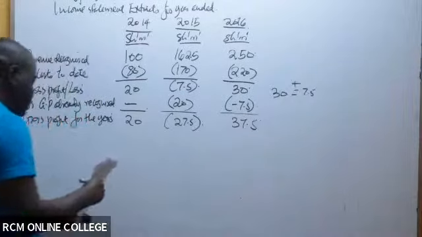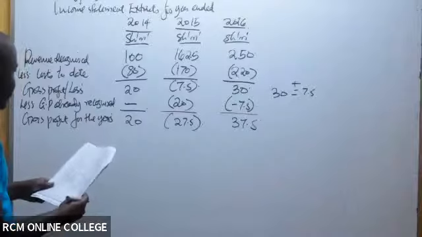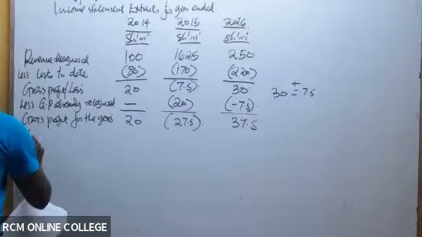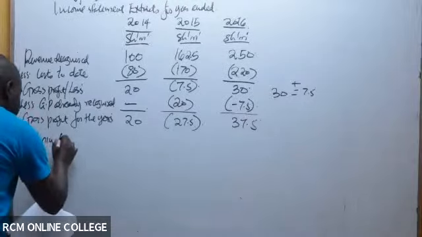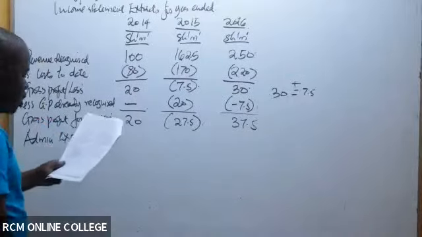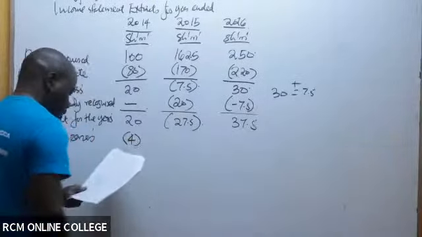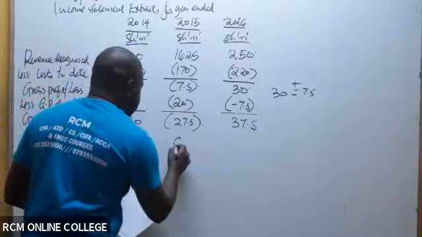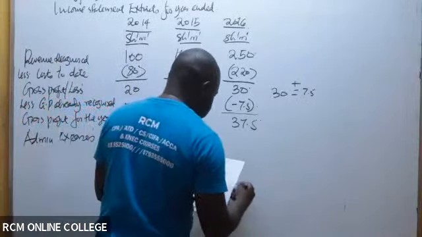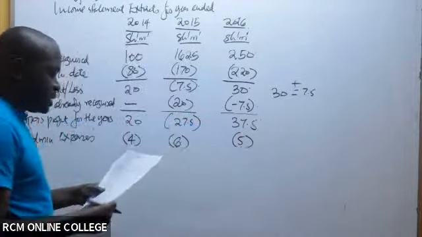Then we've been told there were some admin expenses that were incurred in the question. The last item in the table, the admin expenses, you less the admin expenses. The admin expenses for the first year, 2014, was 4 million. For the second year, it was 6 million. And for the final year, it was 5 million.